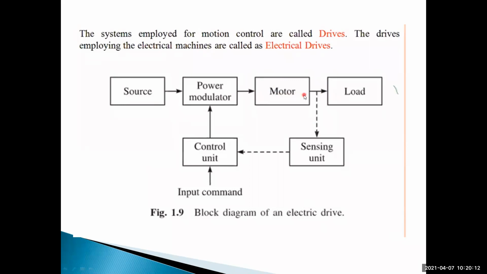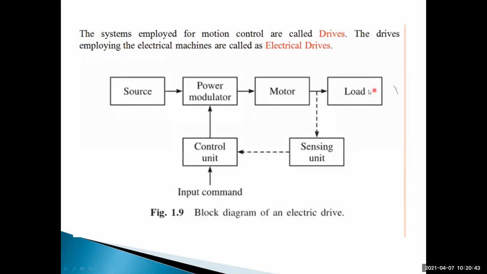In running condition, the speed of the motor is very high, and in that case the torque requirement is very less. During running condition, at high speed, the motor's torque is less and speed is more. According to that, the sensing unit senses the speed of this motor and gives it to the control unit, and the control unit gives it to the power modulator. The power modulator controls the signals to the motor. Like that, this motor is operated.